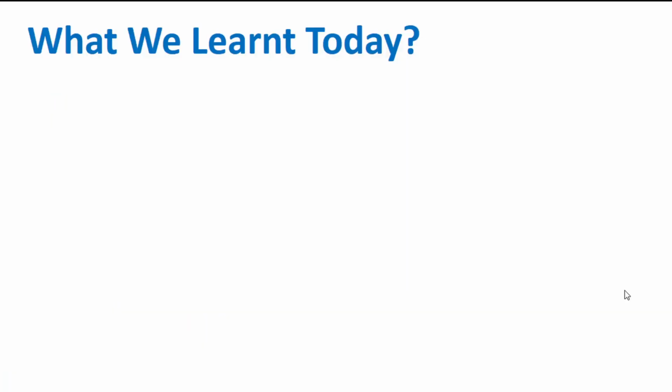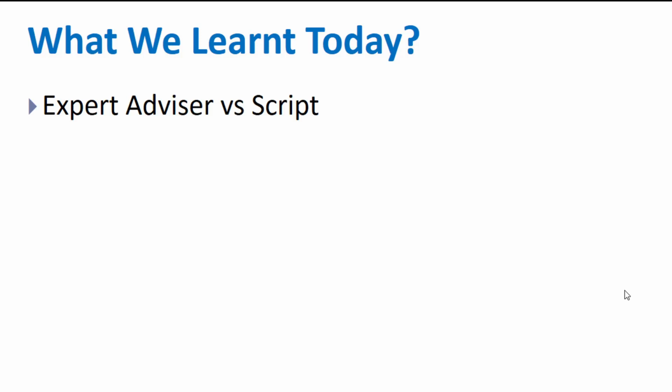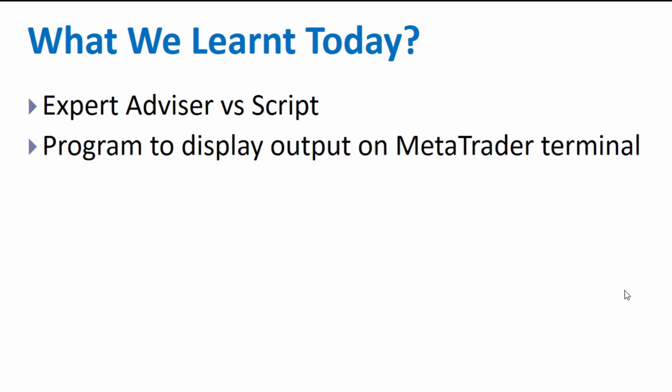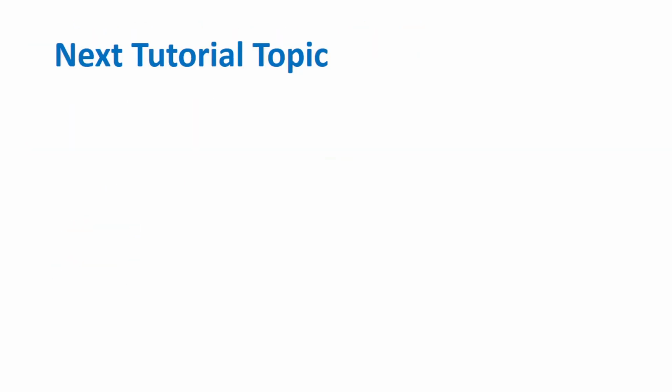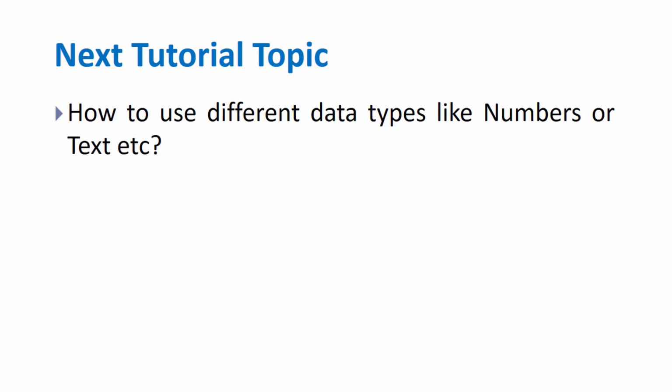In today's tutorial we learnt Expert Advisor and Script options that appear while creating a new program in MetaTrader 4 or 5. We also learnt to write a program in MQL4 and 5 language that displays output on MetaTrader terminal in 3 different ways using comment, alert, and print functions. Our next tutorial topic is how to use different data types like numbers or text etc. in MQL4 or 5 programming language.